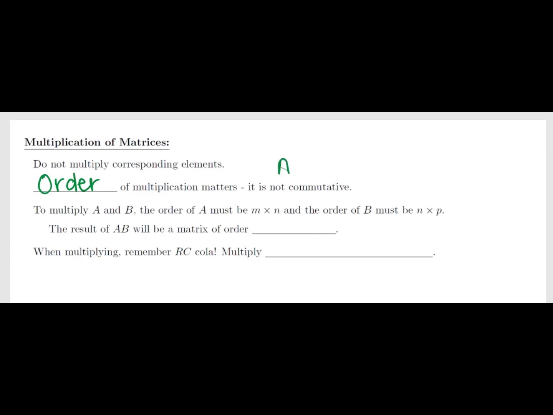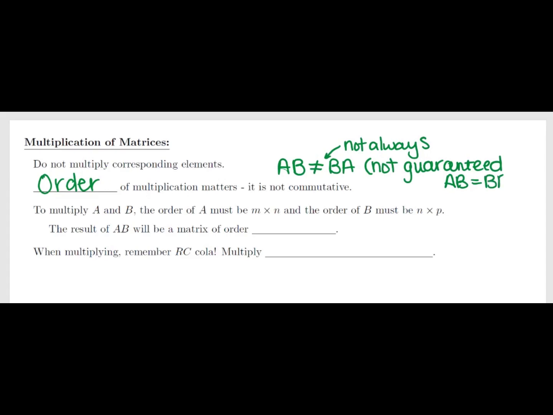But with matrices, AB does not always equal BA. It can, but not always. Okay, so sometimes it works, sometimes it doesn't. But you need to remember that it's not guaranteed that AB is equal to BA. Okay, so order does matter.